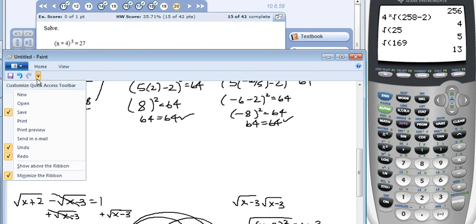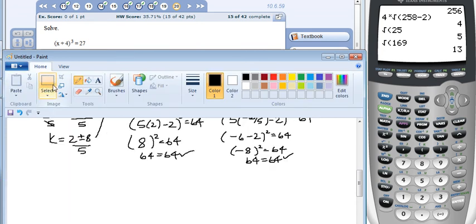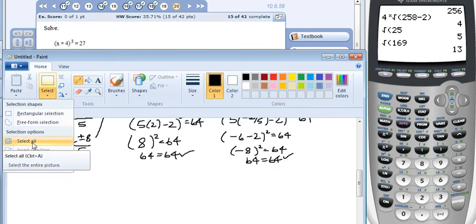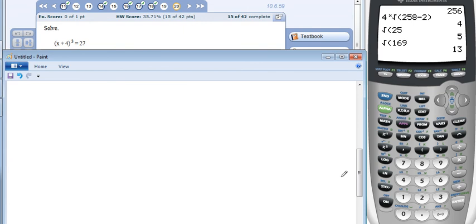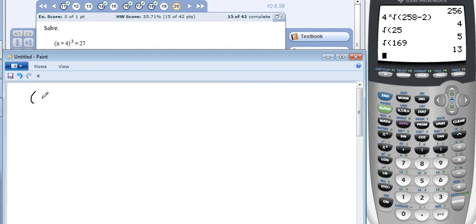Oh, okay. So let's do some bigger equations with cubes. Remind myself to go all the way up to the top this time. There we go. So we have x plus 4 cubed equals 27. I'm going to cube root and cube root.